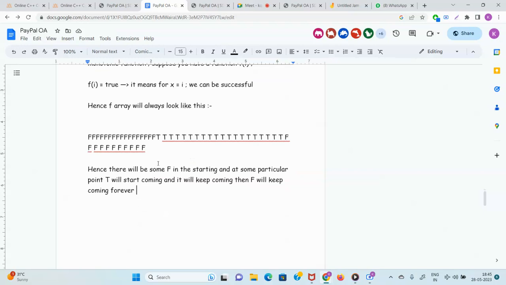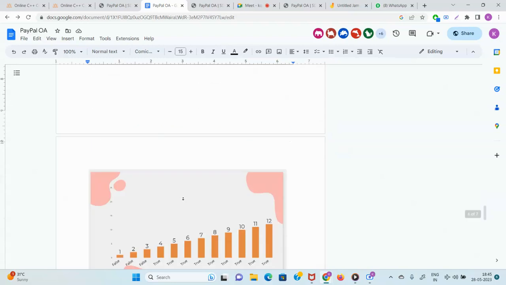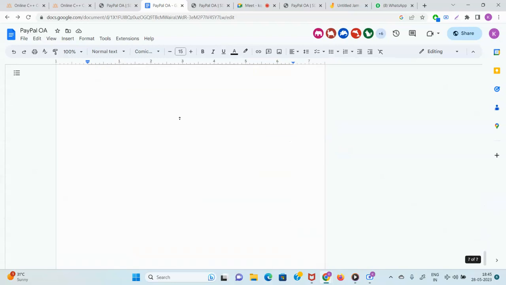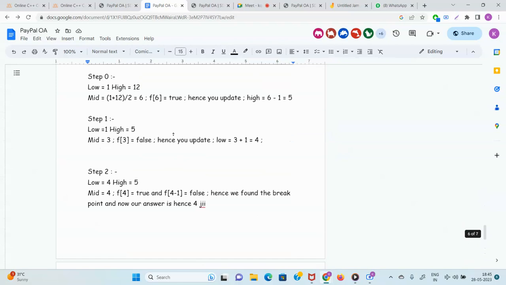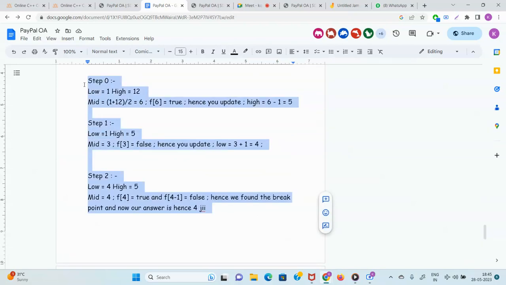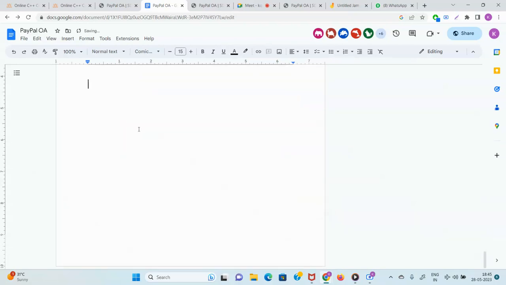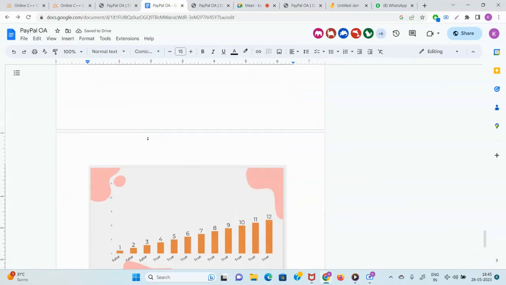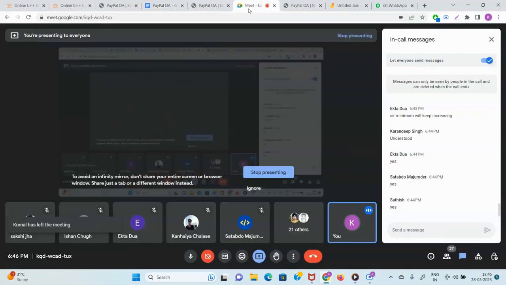People might not be able to solve in the interview. Guys, first all F are coming, then all T are coming, then all F are coming. So guys, we can do a simple binary search here, but our binary search will be very complicated. Okay, so now let's focus on what to do.